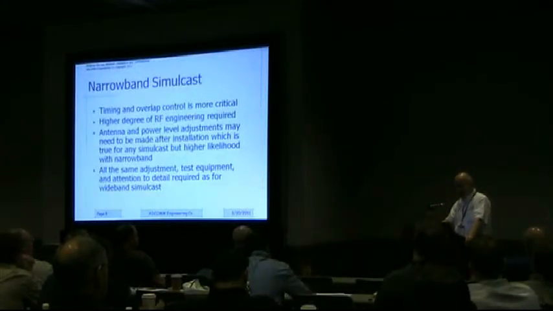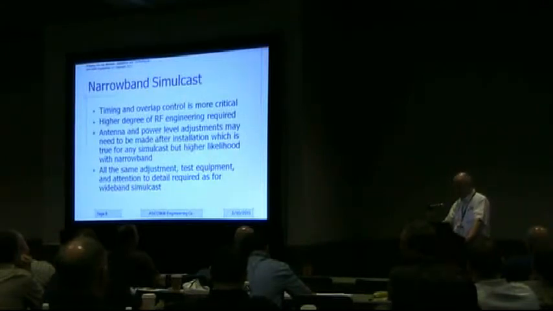Antenna and power level adjustments may need to be made after installation, which is true for any simulcast system, but with narrowband, again, the overlap areas get bigger, so you have to be able to control that. And same thing as we've talked about before, you really need to have a lot of attention to detail when you're setting the system up and you're adjusting the levels. Just doing 1, 2, 3, 4 doesn't cut it when you're setting the levels.